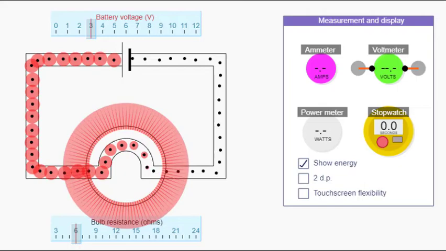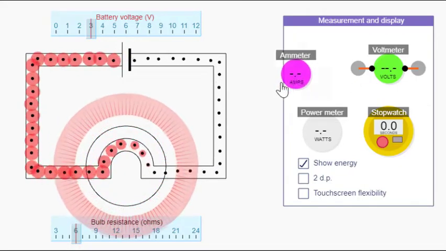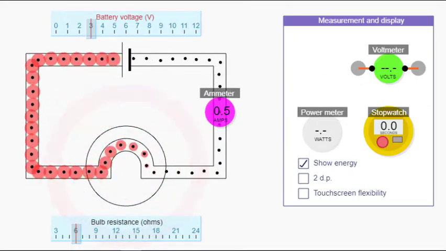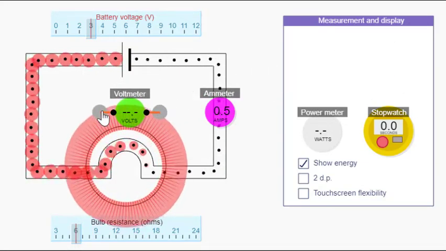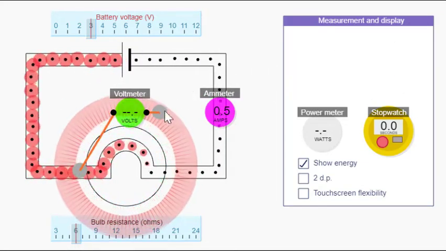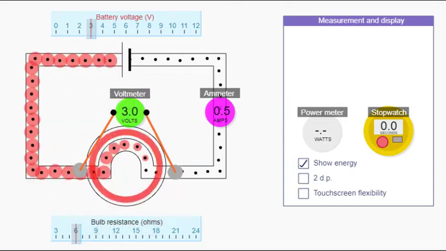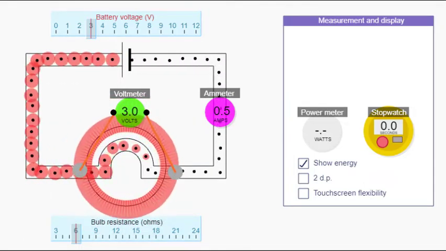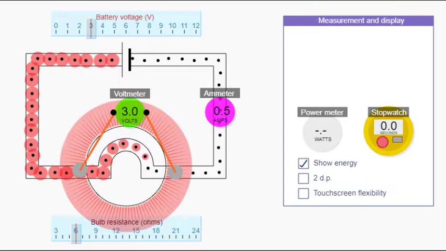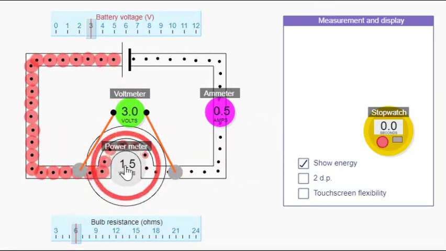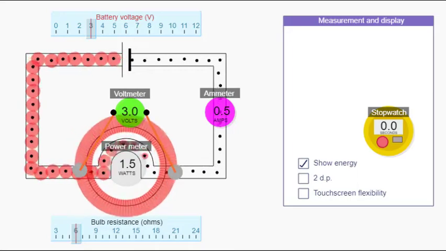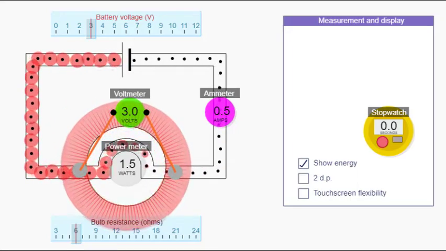Let's add in an ammeter to measure the current through the bulb and a voltmeter to measure the potential difference across the bulb. We'll also add in the simulation's special power meter, which doesn't really exist in real life, to measure the power of the bulb.